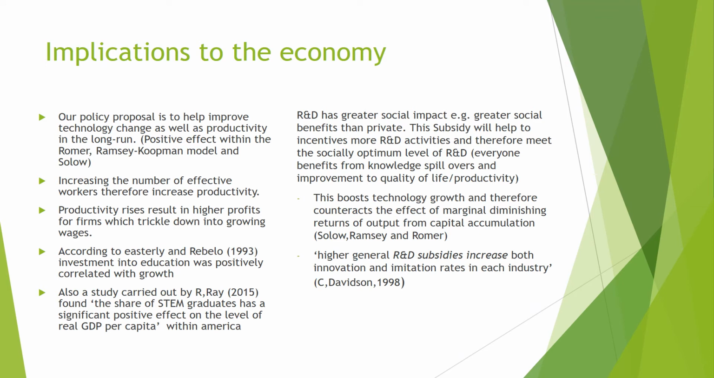Our policies and their implications to the economy. So our policy proposal is to help improve technological change as well as productivity in the long run, which is predicted by the Romer, Ramsey-Cass-Koopmans model, and Solow with technological change. As we know, technological change is really the key driver of long-run growth. Also, the rise of more R&D and more STEM graduates will hopefully increase the number of effective workers, therefore increase productivity. And as we know, productivity rises will result in higher profits for firms, which then should trickle down into growing wages.